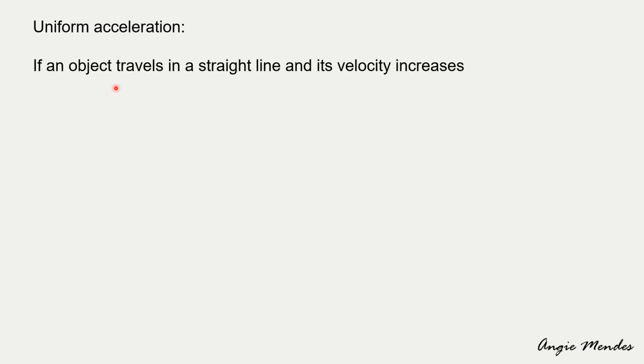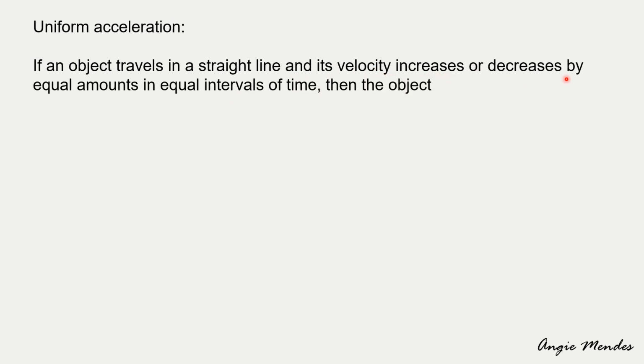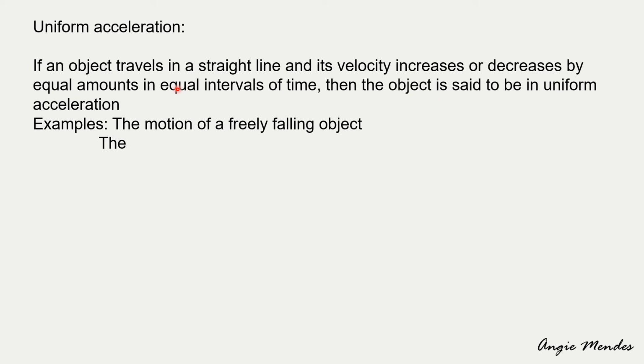Now that you know what is acceleration, let us discuss what is meant by uniform acceleration. If an object travels in a straight line and its velocity increases or decreases by equal amounts in equal intervals of time, then the object is said to be in uniform acceleration. For example, we can take the motion of a freely falling object. So if an object is thrown from a height, it will fall from the top to the bottom. So the line of motion is a straight line. Its velocity can increase or decrease in equal amounts of time.